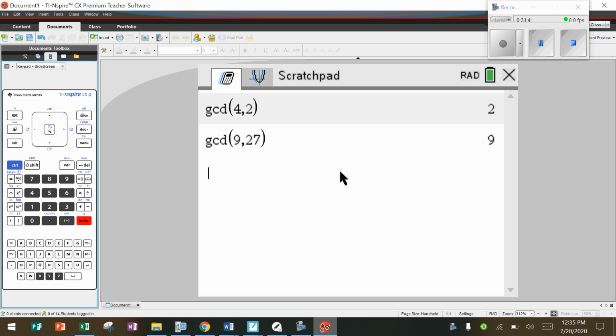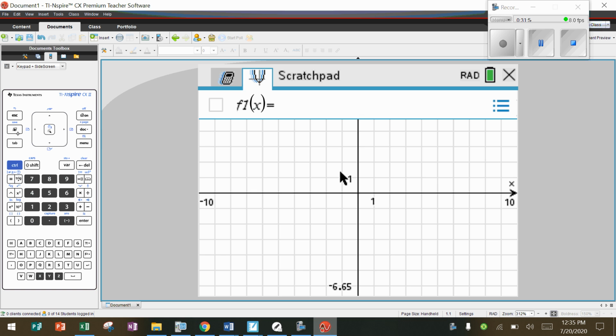If I have my Inspire, what I'm going to do is go and hit the graph button so I can get to a graph where I can put in a function. This is the Inspire's version of y equals. So here's where I type in 36 divided by x.